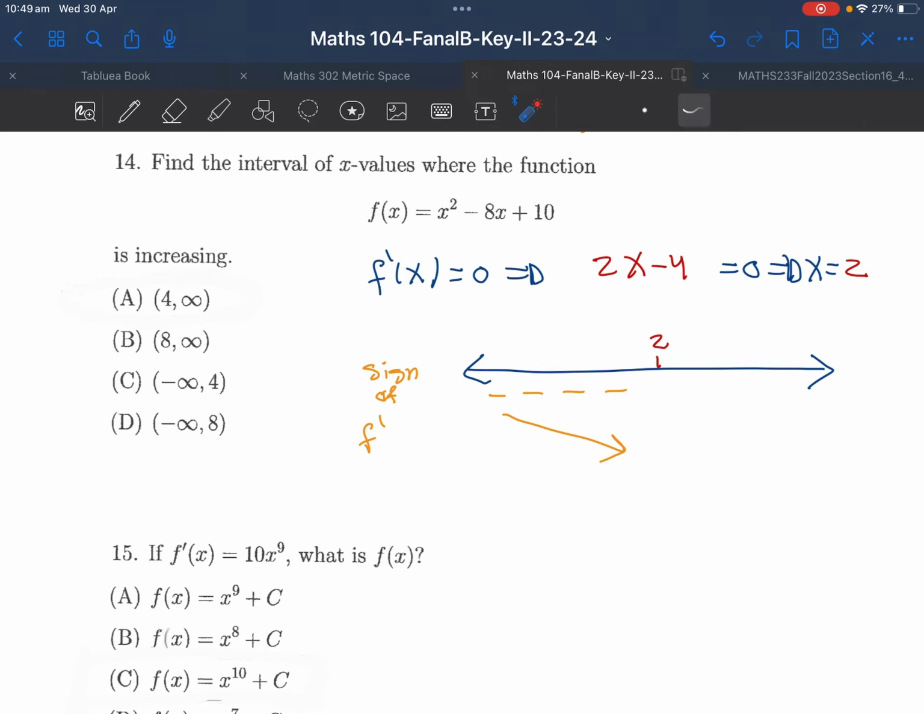That means this is decreasing. Now take a number which is greater than 2, 3. If you substitute 3, this is positive. So everything here is positive. And that's going upward. So if it's plus and all plus, this is increasing here. So the increasing will be from 2 to infinity. Oh, I'm sorry, I made another mistake here. This is 8. So this is 4. So it will be from 4 to infinity.